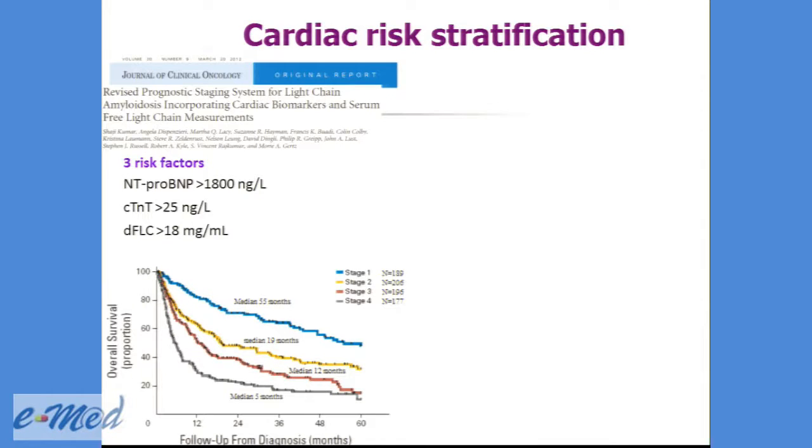Now, before we start treatment, we need to look at the outcome of this patient, and we have two prognosis systems that were built on AL amyloidosis. One is from the Mayo Clinic. They use 3 factors. 2 of them are the cardiac biomarkers, and one is the tumor burden, the difference of the FLC. Our patient has all three of these risk factors, which puts him in stage 4 with a projected survival of only 5 months.